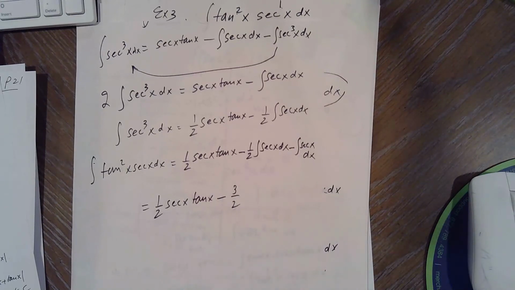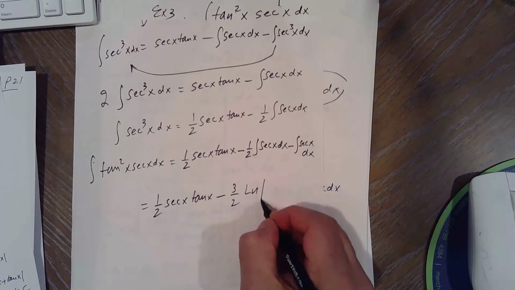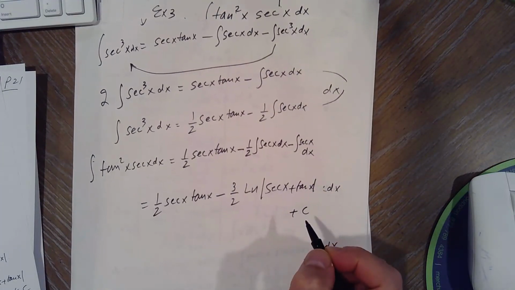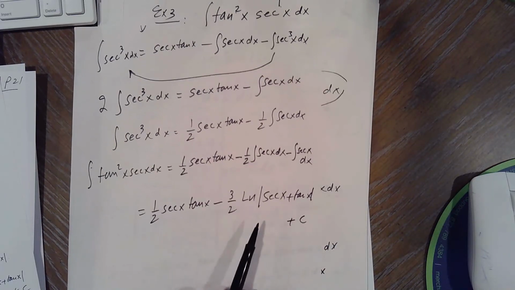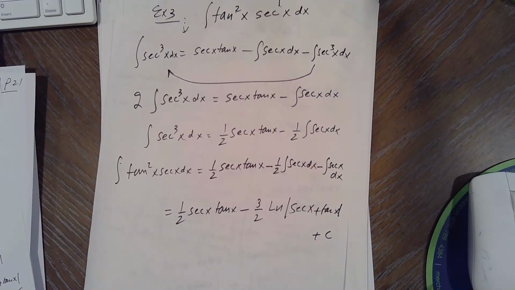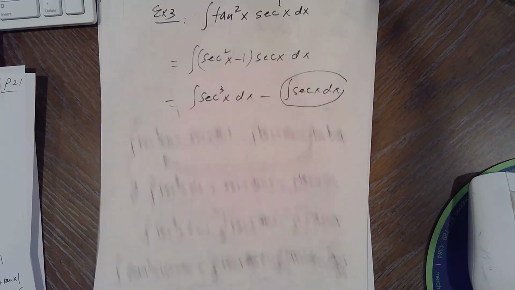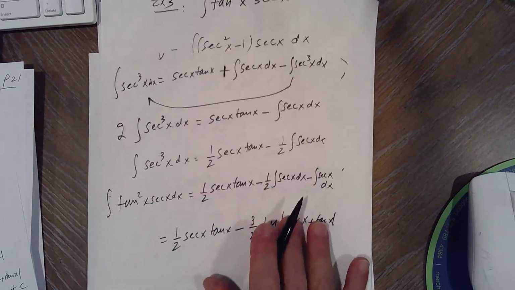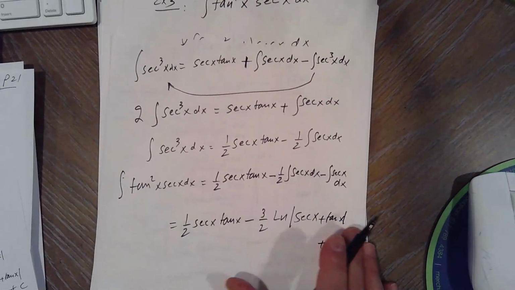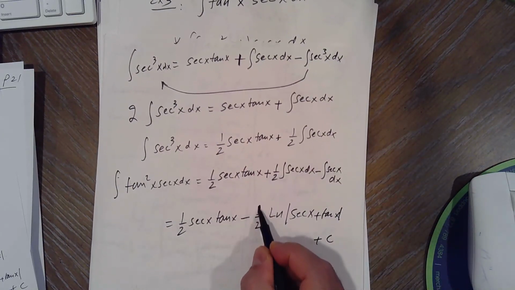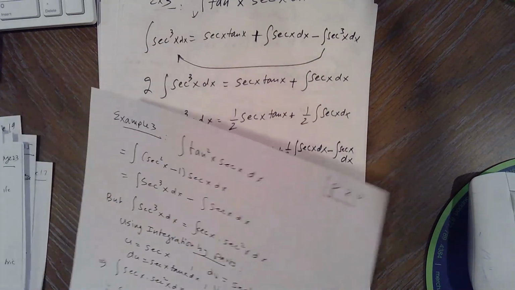We already know the integral of secant is ln of the absolute value of secant x plus tangent x plus c. Why do I have 1/2? I must have messed up my signs. Let's see. Secant x tangent x minus integral of secant cube. This should have been a plus right there. So this should have been a plus, and that should have been a plus, and that would be minus 1/2. Okay, fix that please.